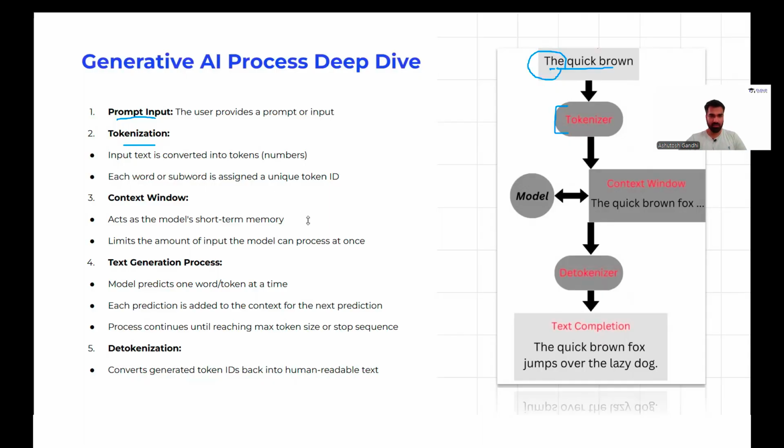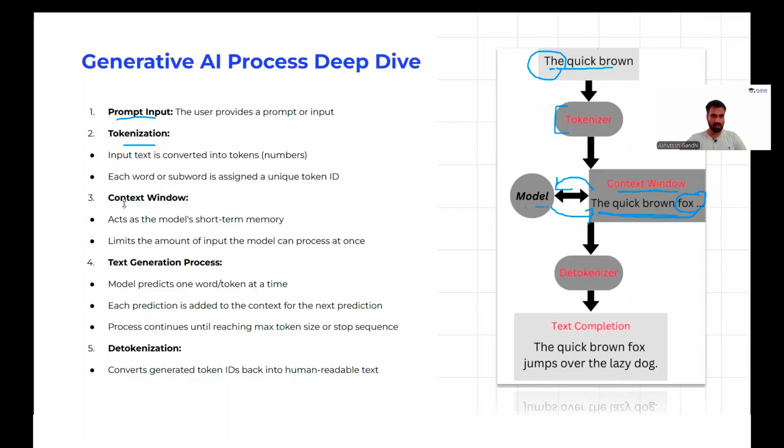Now, this token ID is fed into the model, and based on the context window, it is going to predict, given each of these set of words, which is the most likely word that is going to occur. Then, this whole phrase is going to be fed as input into the model, and it is going to generate the next word for us. This cyclical process keeps on repeating.